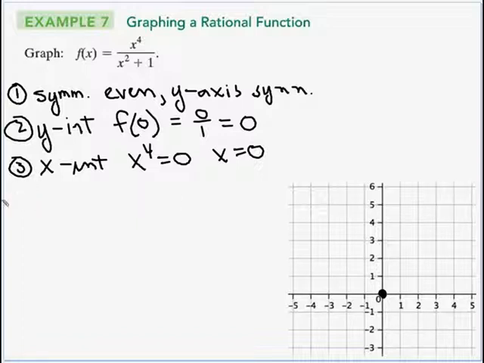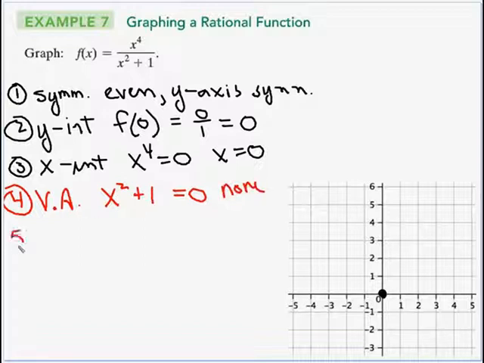Number 4, vertical asymptotes. Where does my denominator equal 0? Well, it's a squared quantity plus 1, so it's never going to equal 0. There are no vertical asymptotes. How about horizontal asymptotes? I see my numerator is more powerful, x to the 4th, so that means this will increase or decrease without bound. There are no horizontal asymptotes.